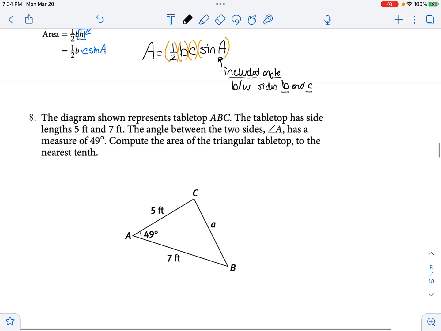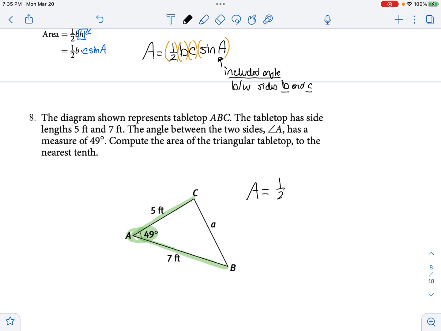Okay, so as a quick example of how to use this one, you might see a problem that looks like this. Now, this goes back to that whole tabletop we talked about, a company that's designing tabletops. We're not worried so much about that, but it kind of goes back to it a little bit. You'll notice that in this example, I am giving you an angle, and I'm also giving you the sides on either side of this angle. This is how I know that I can use this formula.